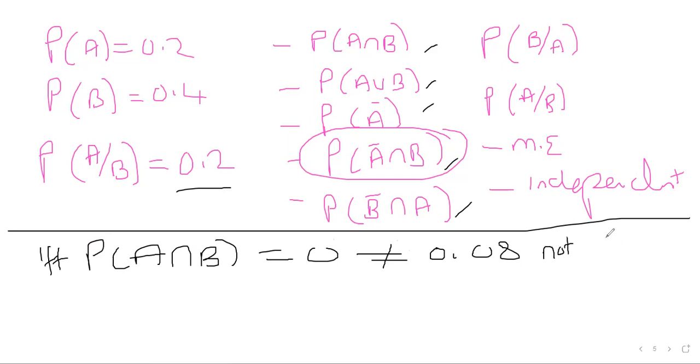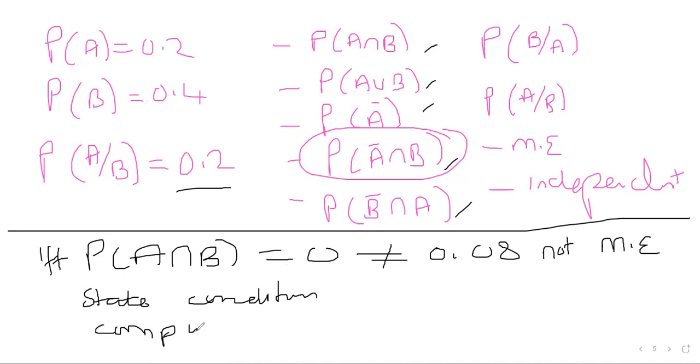Here you're just comparing the figures. There are 3 steps we need to follow. Number 1, you state the condition, which we have done there. Number 2, you compare the figures. Is 0 equal to 0.08? No. And number 3, conclude. If they were the same, 0 is equal to 0, we say they're mutually exclusive.